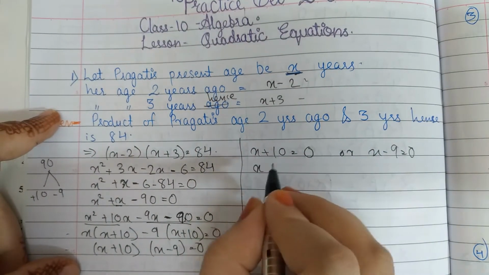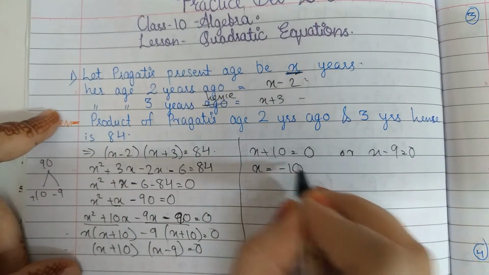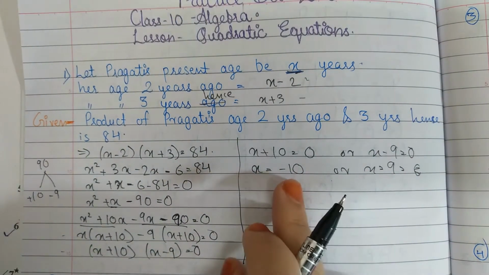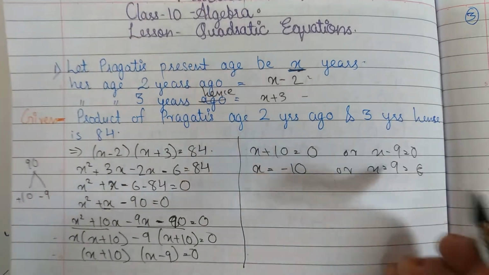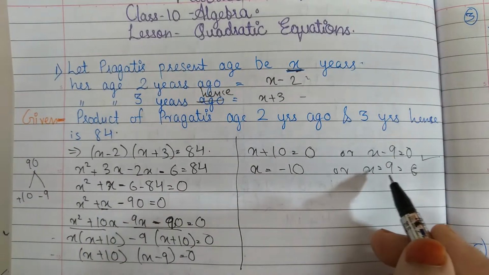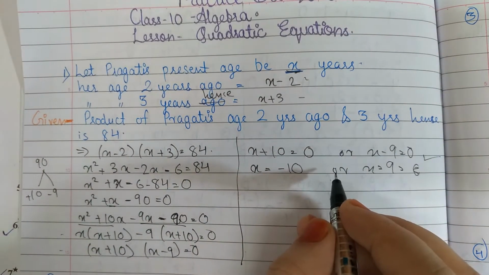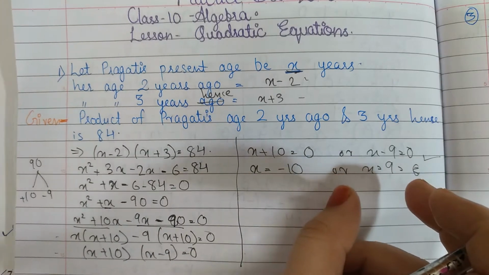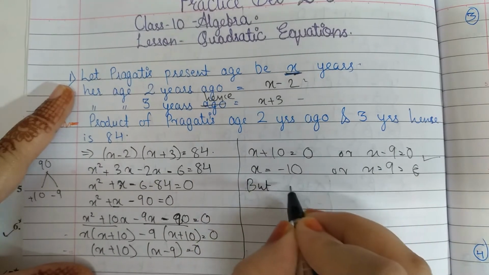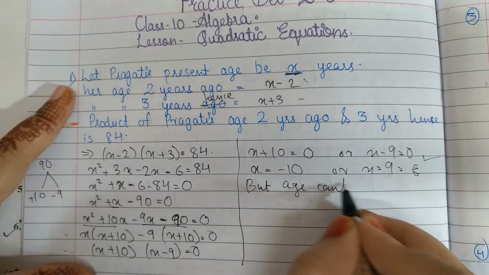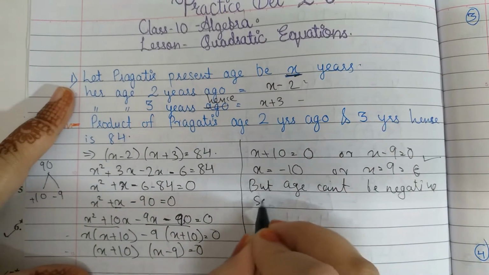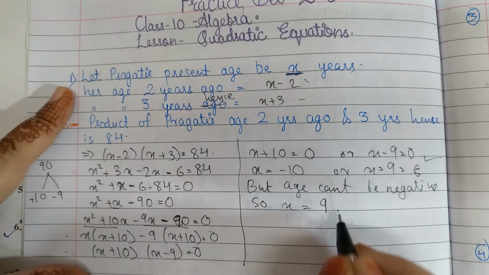Solving this, we will get x equals minus 10 or x equals 9. Now student, age cannot be a negative number, it is always a positive number. So we will take the value as 9. Here you can write the sentence: but age can't be negative, so we take the value x equals 9.